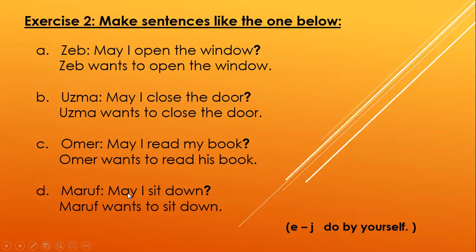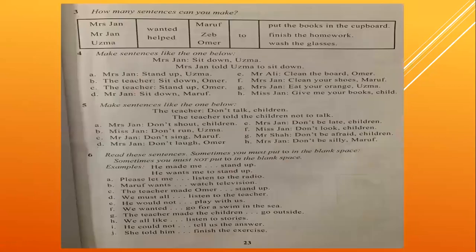Maruf: "May I sit down?" Then Maruf wants to sit down. This exercise is very easy. I'm giving you these four examples, and the others from exercise E to J you have to do by yourself in your notebooks. This is exercise 2 of your chapter number 5.